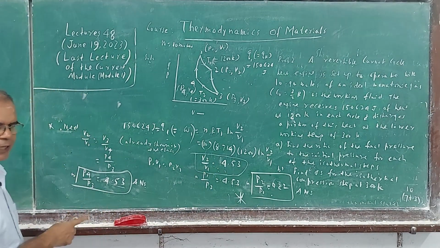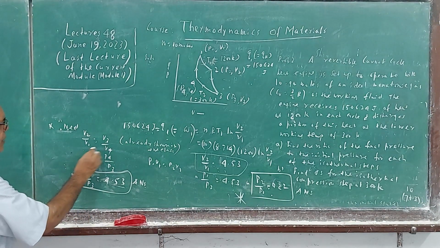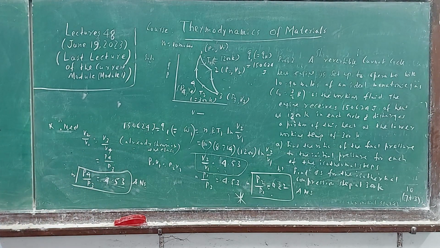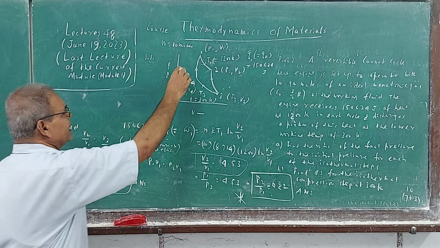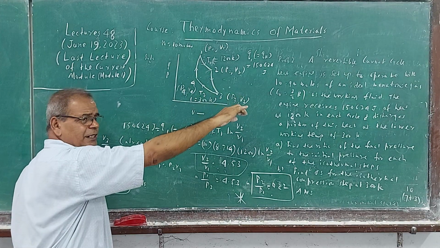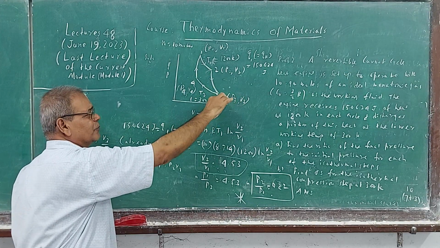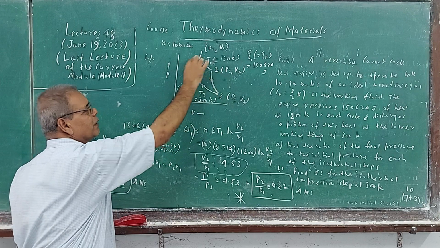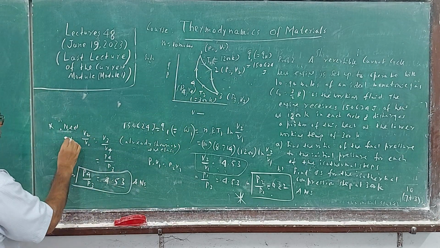Moreover, I will tell you another thing. Actually, this you have already been shown in the class. Do you know how? You can clearly see V2 is the expansion, a greater volume, and V3 is a greater volume. So V3 by V4 is V2 by V1. This is how it was done.